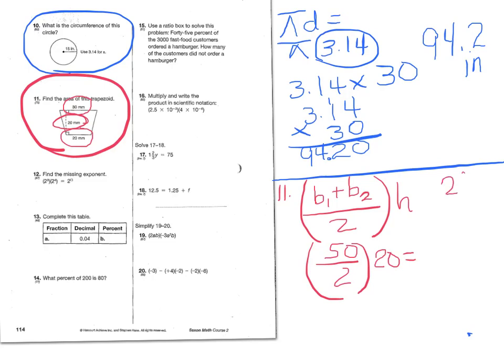So 25 times 20. Here we go. If you take 25 times 20, you end up with 500 millimeters squared, and that's the area of that trapezoid.